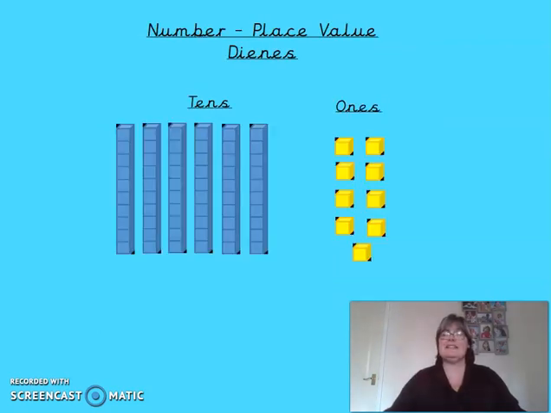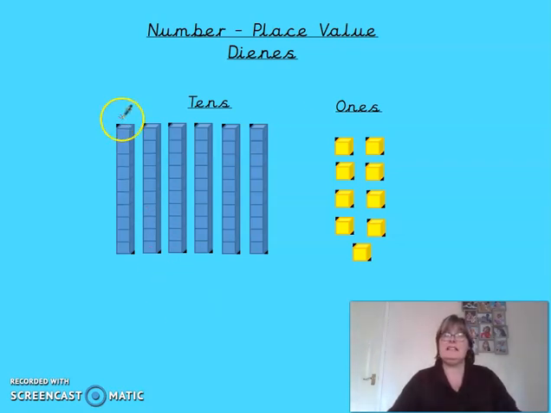Right, so let's carry on looking at our place value and our Deans. So we're still looking at 2-digit numbers this week, and we're looking at our Deans and counting our 10s and our 1s. So, very quickly, what number is on the screen? Okay, have you worked it out? Let's see if you have.